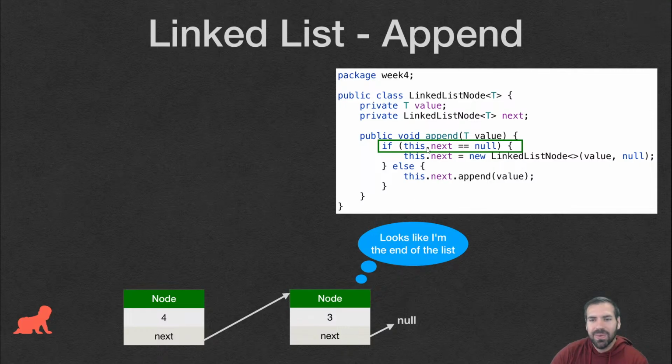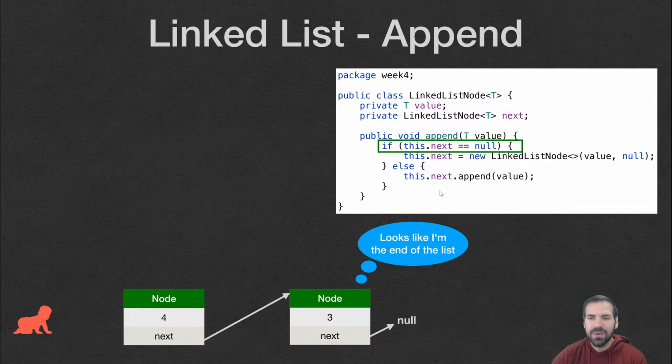This node says, oh, my next is null. I must be the end of the list. It is actually my responsibility, and I can't pass this on to anyone else because there's no one to pass it on to. That means it's my job to add this value to the list, and it's going to set its next. Instead of next being null, we know next is null because we hit the conditional.